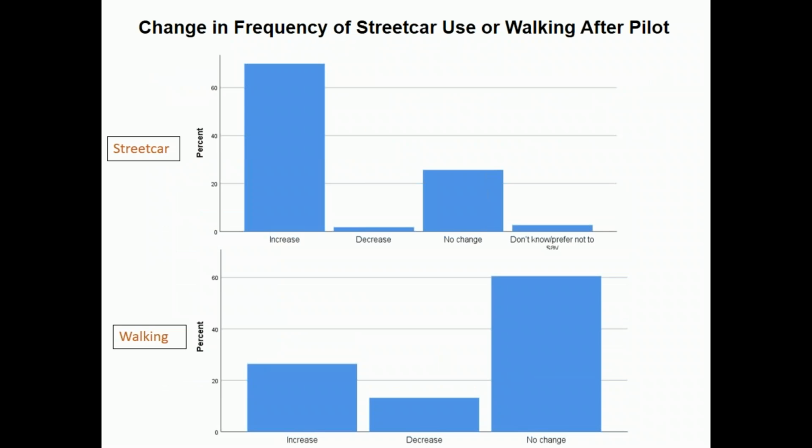Change in frequency of streetcar use or walking. We could see that for both samples, streetcar users and pedestrians, for streetcar users there's an increase in use of the streetcar. For pedestrians, the majority say there is no change, but we still have more than 20% that increased their walking on King Street after the implementation of the King Street pilot project.